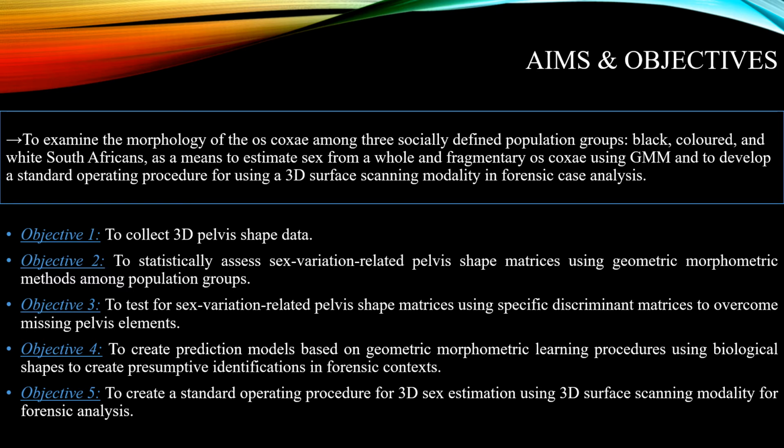The first objective would be to collect 3D pelvis shape data. The second objective is to assess sex variation-related pelvis shape matrices using geometric morphometric methods among population groups, then to test for sex variation-related pelvis shape matrices using specific discriminant matrices to overcome missing pelvis elements. The fourth objective would be to create prediction models based on geometric morphometric learning procedures using biological shapes to create presumptive identifications in forensic contexts. And finally, standard operating procedures for 3D sex estimation using a 3D surface scanning modality for forensic analysis will be created.